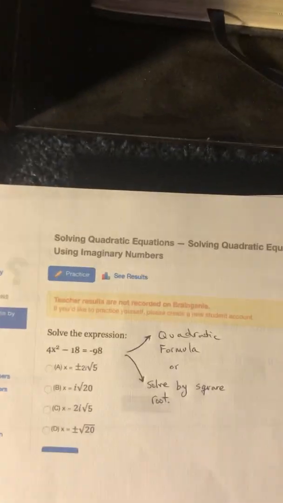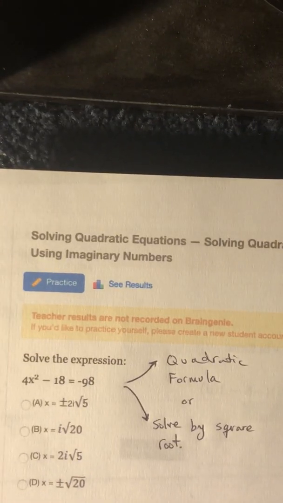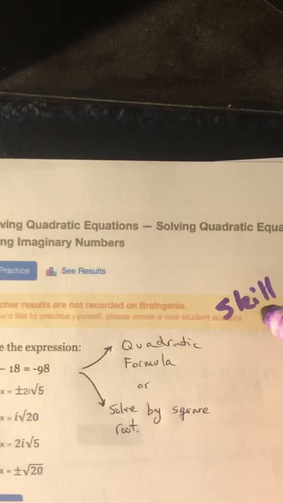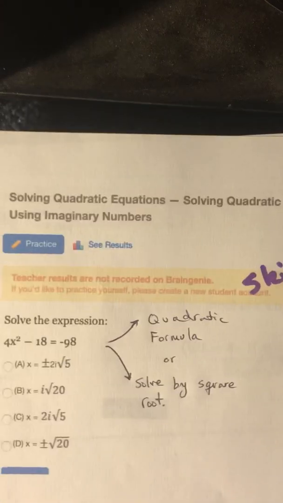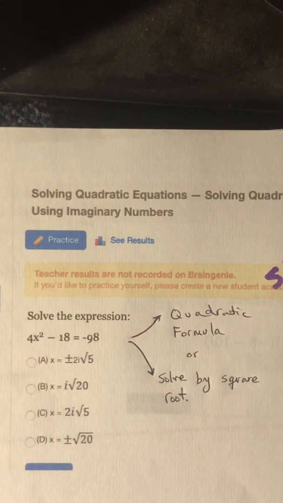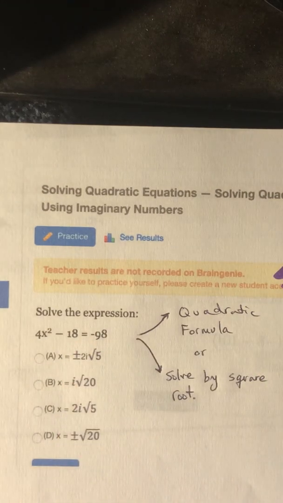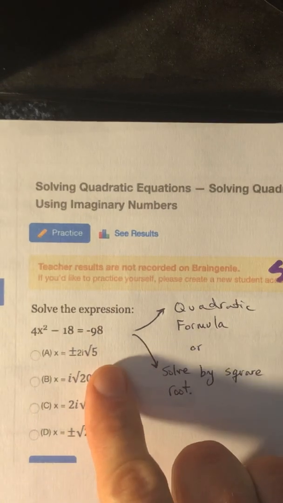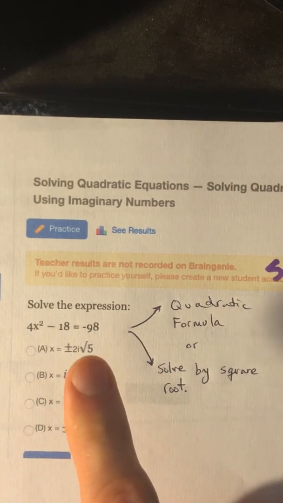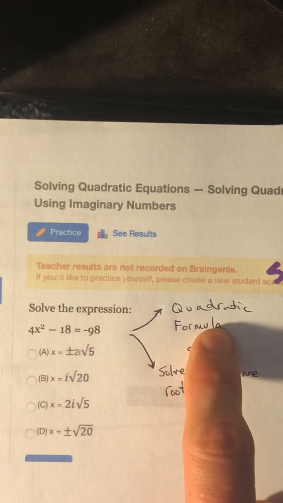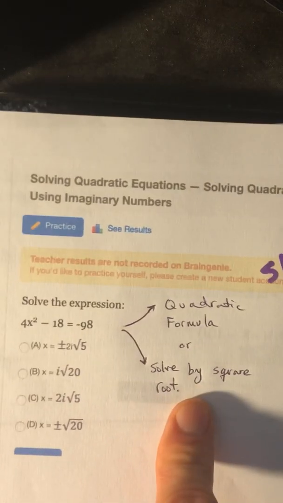Okay, so let's see some of these in progress. All right, this is from skill 4 of Brain Genie. It says solve the expression 4x squared minus 18 equals -98. And it looks like I'm going to get an imaginary number in my answer somewhere. And I can think about solving this two ways. Because this is a quadratic, I can either use the quadratic formula or I can solve by square root.